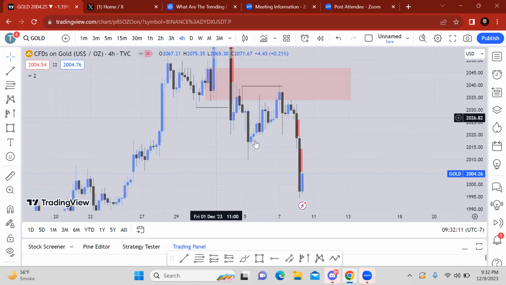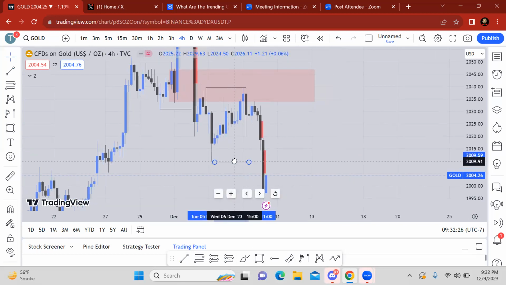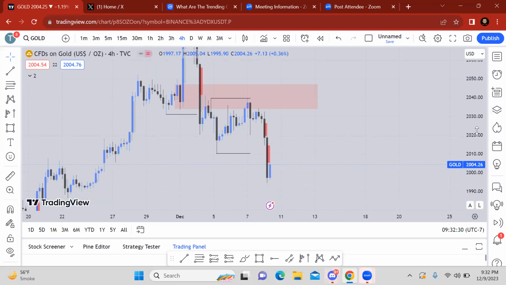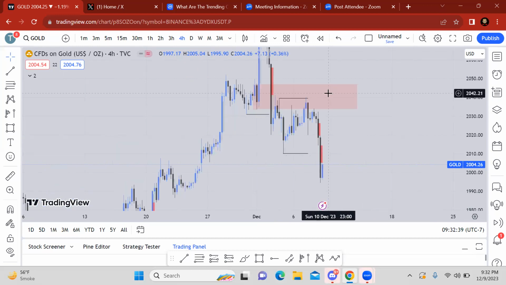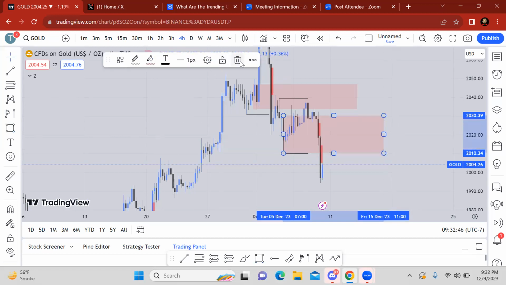Now again, after MSB we have BOS. This is lower low, lower high, again lower low, lower high, protected very well. New low created, this one. After MSB we have BOS. It means we are going down. We will continue to go down. Now if on Monday I take a trade, that was a breaker. This is another order block here, which I will mark. This is a whole zone.